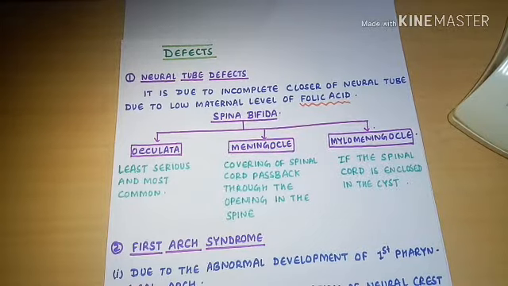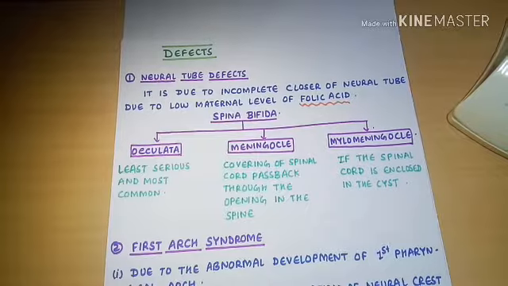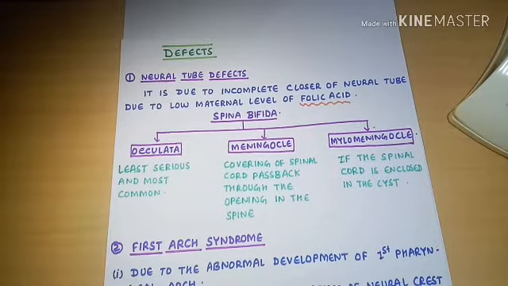So the neural tube defect is due to the incomplete closure of the neural tube due to the low maternal level of folic acid. Due to this, spina bifida is caused. There are in general three types of spina bifida. The spina bifida occulta is not that serious and it is more common. The second type is the spina bifida meningocele, due to the passing back of the covering of the spinal cord through the spine. If the spinal cord is enclosed in the cyst, then it is called the myelomeningocele, which is more dangerous.